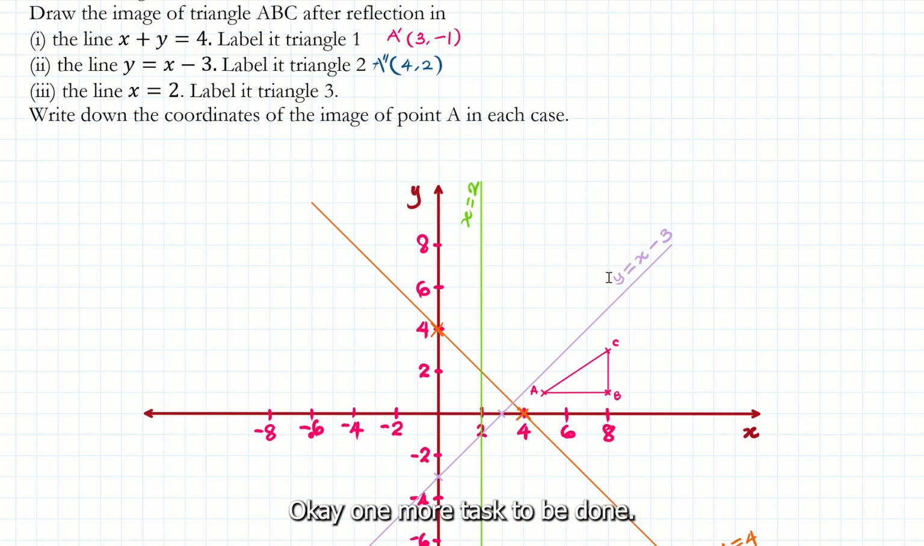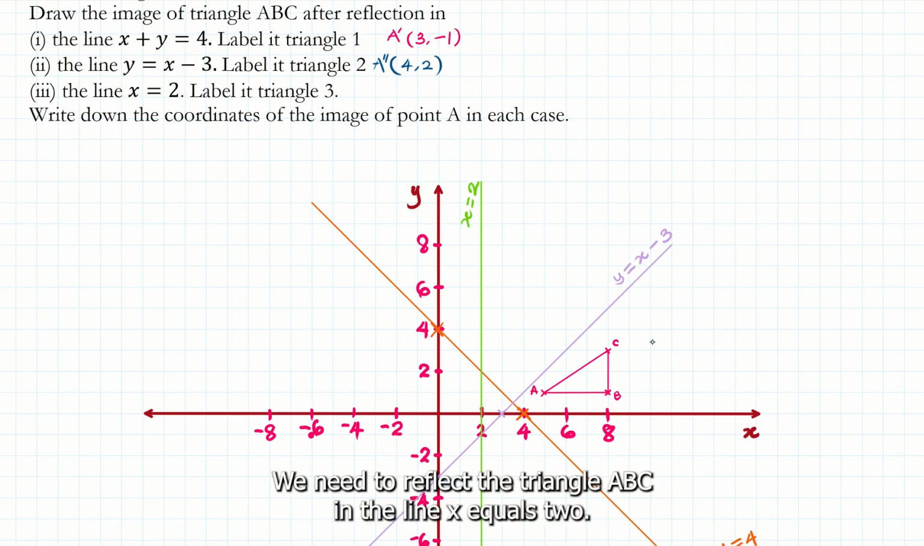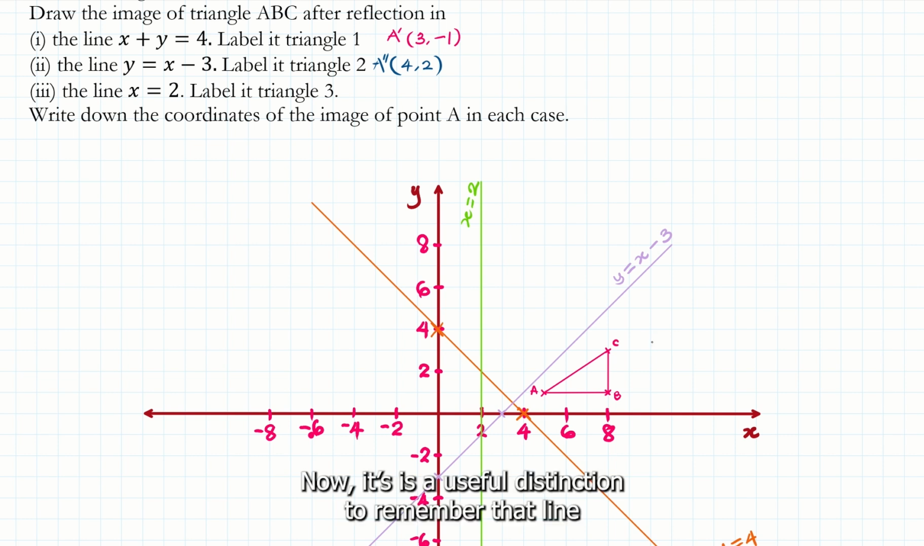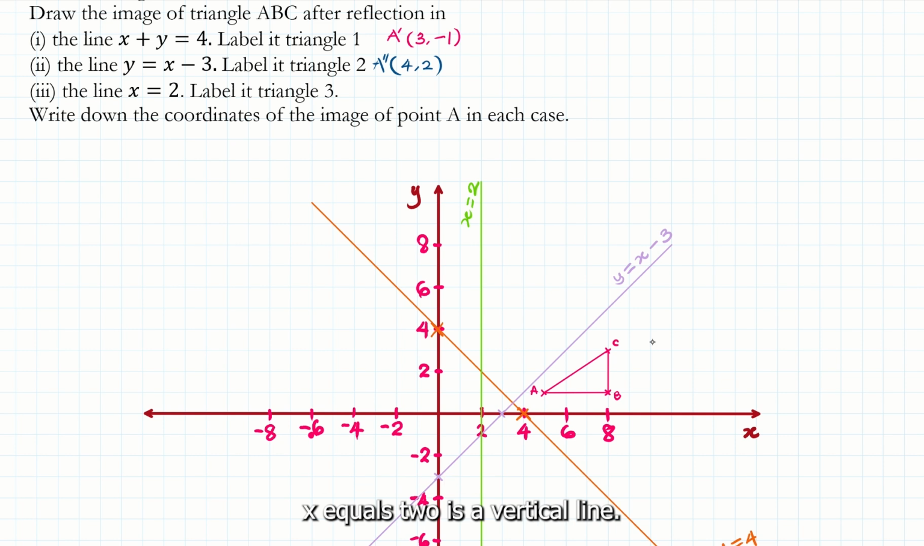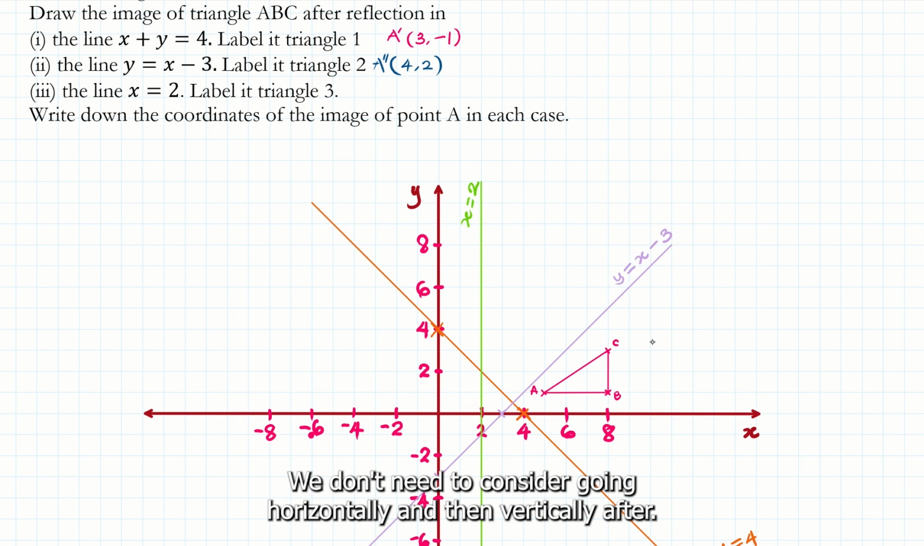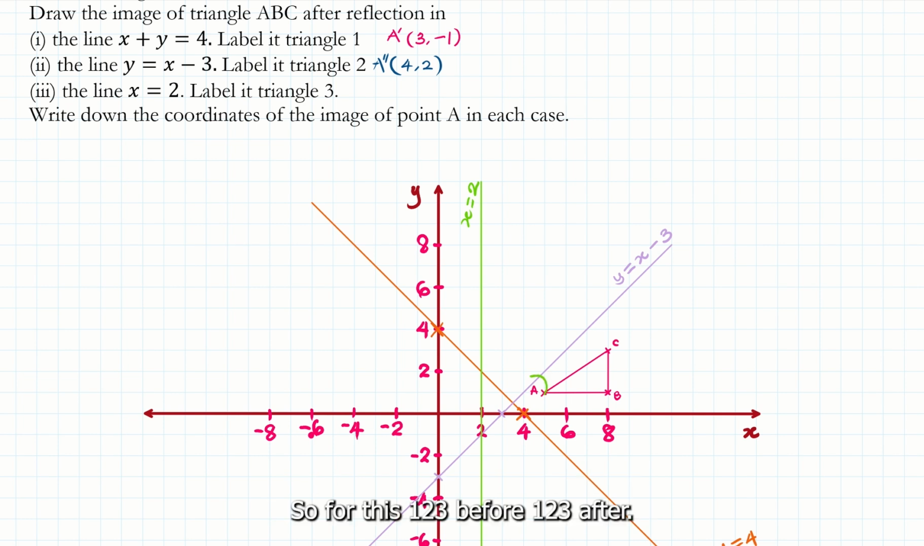One more task to be done. We need to reflect the triangle ABC in the line x equals to 2. Now, it's a useful distinction to remember that the line x equals to 2 is a vertical line. So for that, we just count the number of spaces to the vertical line and count the same number of spaces after. We don't need to consider going horizontally and then vertically after. So for this, 1, 2, 3 before, 1, 2, 3 after. So our new A prime will be here. So let's put it there and then label it if you like A3.